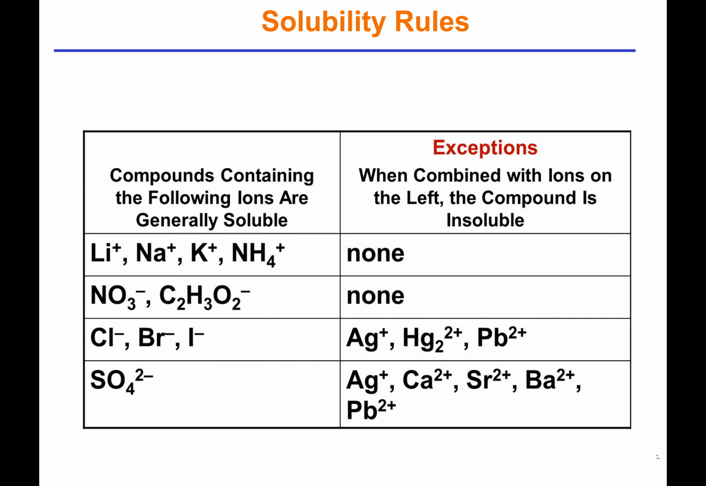We have nitrates and acetates. Again, those are soluble. What's the exception? None. Next I have chloride, bromide, iodide, my halogens. Those are soluble except when what? Paired with silver, mercury, or lead. That's how you start thinking about this. If I see lead in a compound, even if it's lead chloride, where the chloride might lead me to believe it's soluble, if I see lead, I know it's not soluble. Sulfate is generally soluble except when it's paired with silver, calcium, strontium, barium, lead, etc.